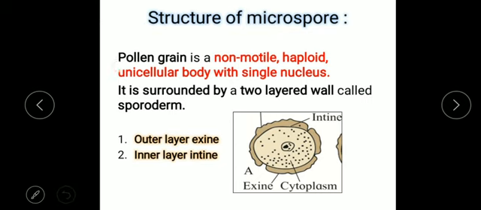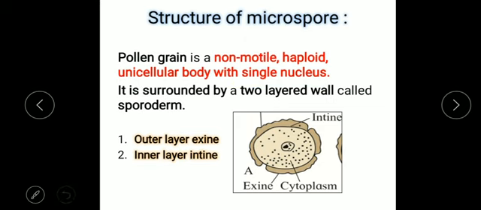The pollen grain is non-motile. Why are they called non-motile? Because they do not have any motile organ like flagella or cilia. That's why pollen grains need a pollinating agent, biotic or abiotic, so that they can be transferred from the anther to the stigma and then reach the ovary for the fertilization process. Next, they are haploid in nature. They are unicellular, having only a single nucleus.